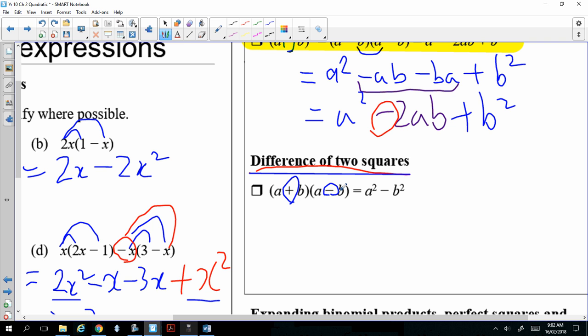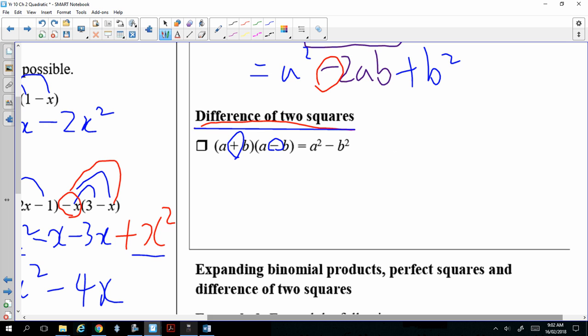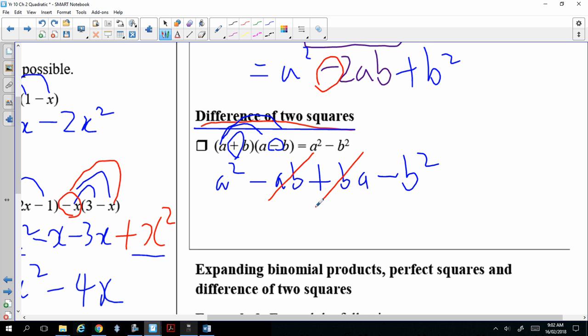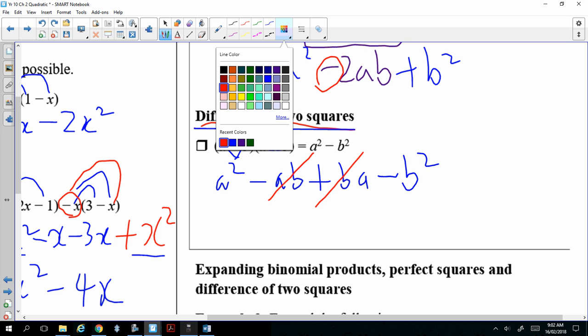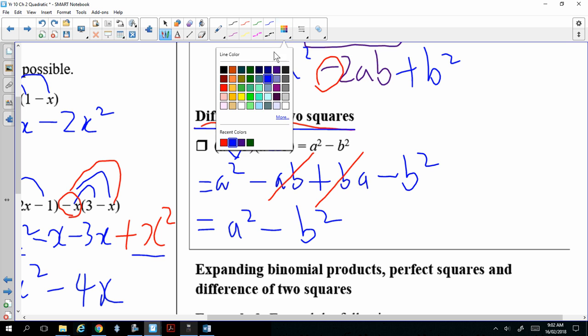minus. And the result, if you times them, you're going to get a squared like before, negative ab, but plus ba, and minus b squared. What will happen? The two middle terms cancel. That's why you only get two terms left, which is called the difference of two squares. A squared minus b squared. That's it. That's the three formulas that you have to use today.